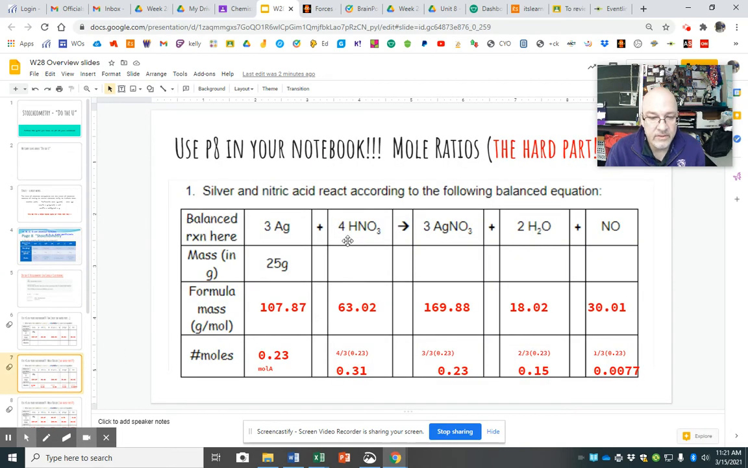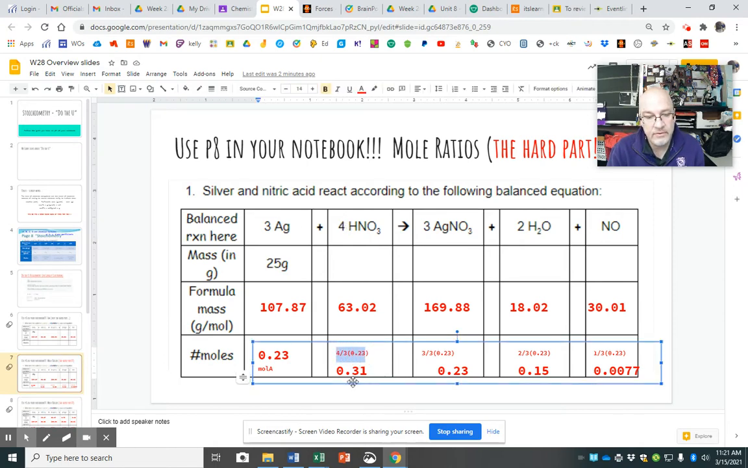So now here we go. This is going to be our B. So 4 divided by 3 times moles of A, that's what I did right here, and that's what I got. And this one is going to be 3 divided by 3 times moles of A, which you can probably do in your head. This is 2 divided by 3 times moles of A, which is right there. And this is 1 divided by 3 times moles of A, right there. So that's the hard part, getting this mole ratio part and then multiplying that.